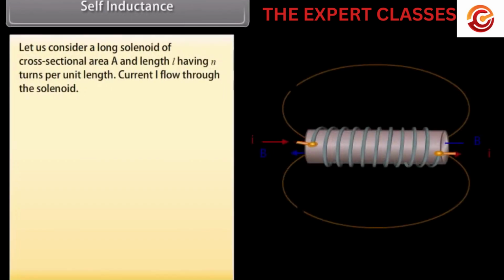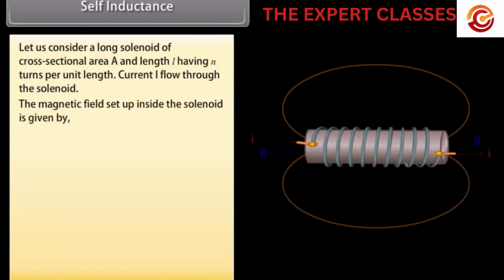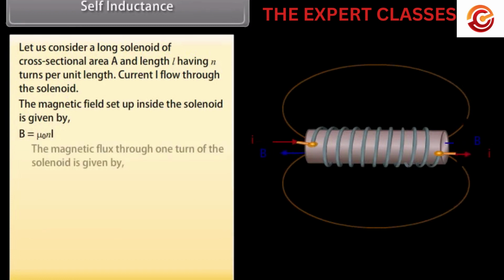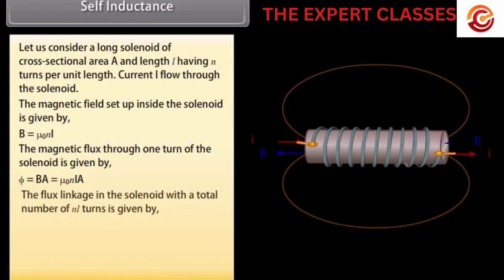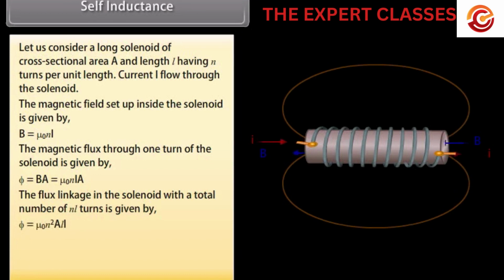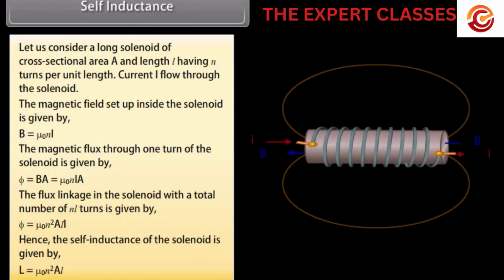Let us consider a long solenoid of cross-sectional area A and length L having n turns per unit length. Current I flows through the solenoid. The magnetic field set up inside the solenoid is given by the product of mu naught n and I. The magnetic flux through one turn of the solenoid is given by the product of mu naught n, I and A. The flux linkage in the solenoid with the total number of nL turns is given by mu naught n square A L I. Hence, the self-inductance of the solenoid is given by mu naught n square A L.